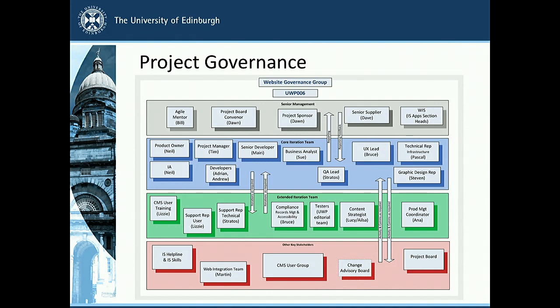A little bit about project governance, a very busy slide. The key points are the 4 tiers there. The top tier, we had our senior management. We have a QA process within the university. We had a project board. The blue layer is the main project team, with roles that we did change along the way, and we'll come on to that later as well. We had an extended iteration team: people who needed to be involved at certain points in the project but not in the core iteration. And then we had an extended layer with other stakeholders and people around the university who needed to be kept informed of what we were doing.